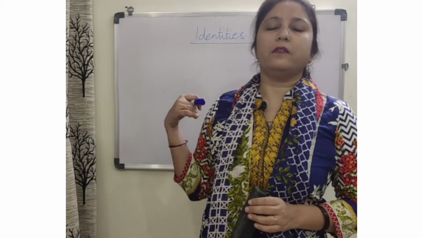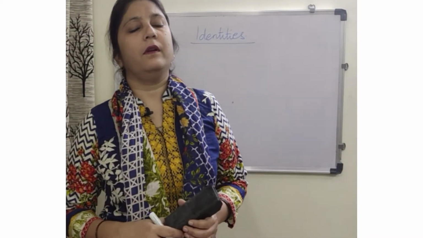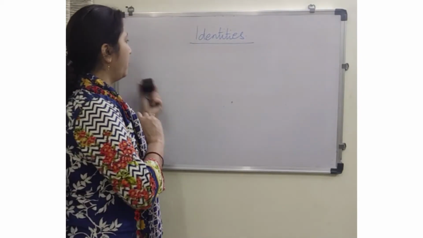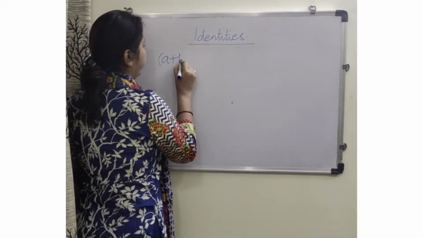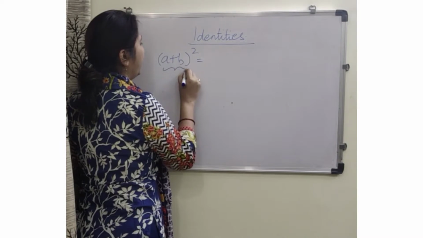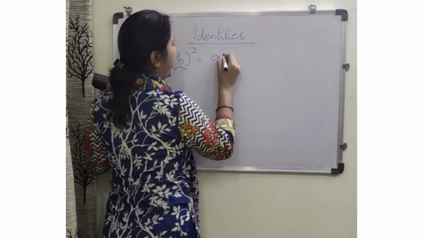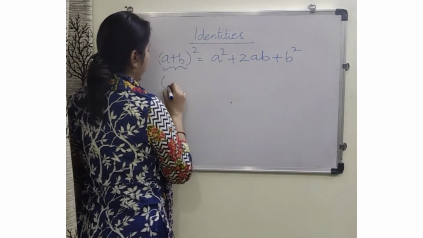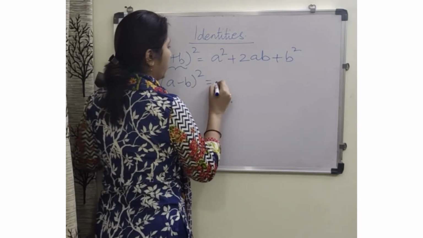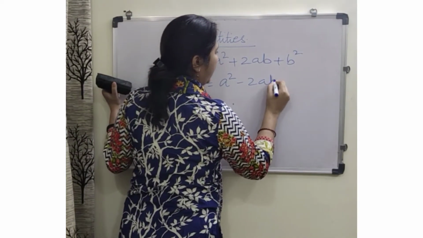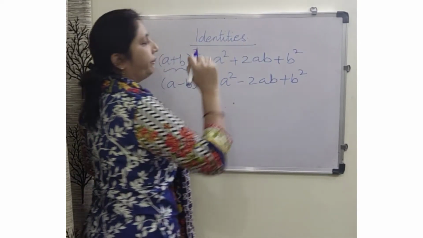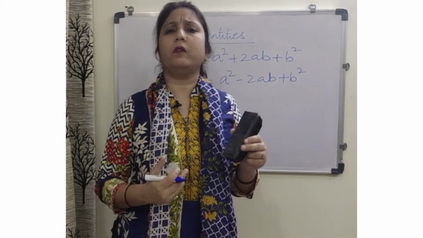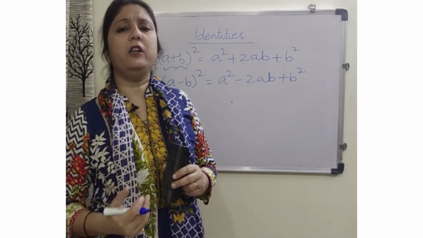Again back with the second session of identities. In yesterday's session we did two identities, (a plus b) whole square. Here we have a binomial and its square, which we have done, and we obtained a trinomial. Another one was (a minus b) whole square, that was a square minus 2ab plus b square. Fine, and we did two questions related to each identity.